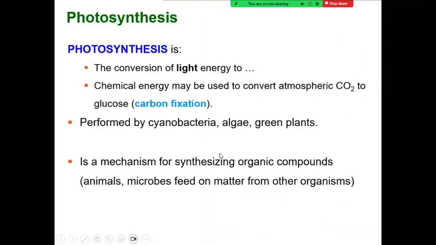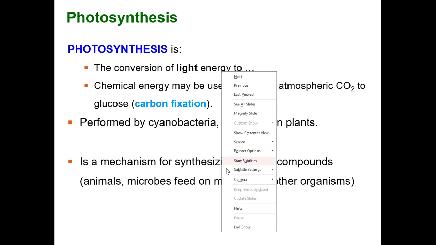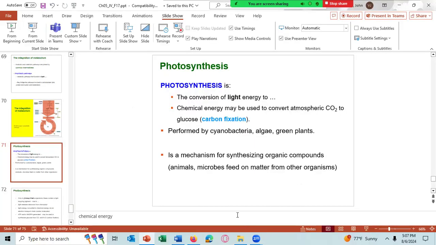All right, let's talk a little bit about photosynthesis. So we have about 3 or 4 more slides in this lesson before we begin chapter 6. Photosynthesis is the conversion of light energy to chemical energy. Chemical energy may be used to convert atmospheric CO2 to glucose, and that we call carbon fixation, but it doesn't have to. Some of that light energy can be converted into the energy that is stored in ATP. Photosynthesis is performed by cyanobacteria, algae, and green plants.